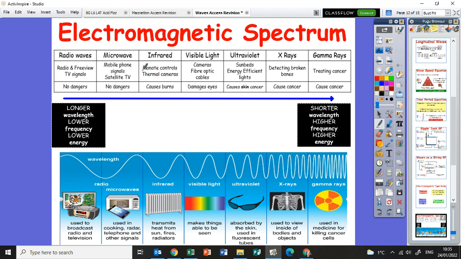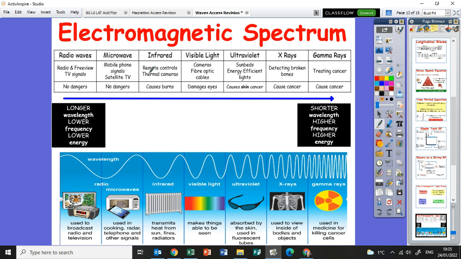You are needing the uses, so radio waves for radio signals or Freeview channels, microwaves, mobile phone signals or satellite TV, infrared remote controls and thermal imaging cameras, visible light, fibre optic cables, cameras, and allowing us to see, really. Ultraviolet, sunbed, energy-efficient light bulbs. Think about your banknote forgeries as well. X-rays, detecting broken bones, and gamma rays, treating cancer.